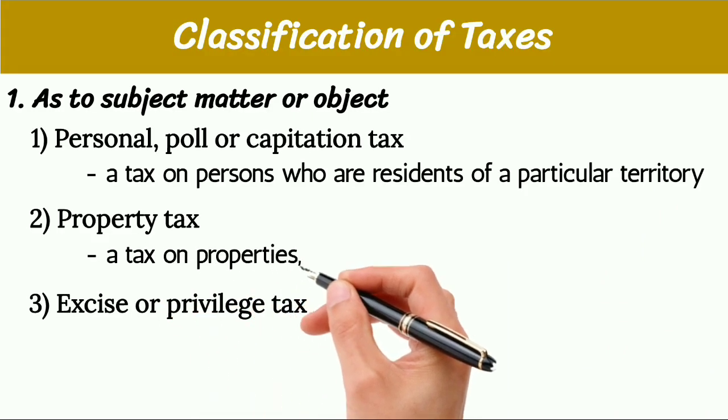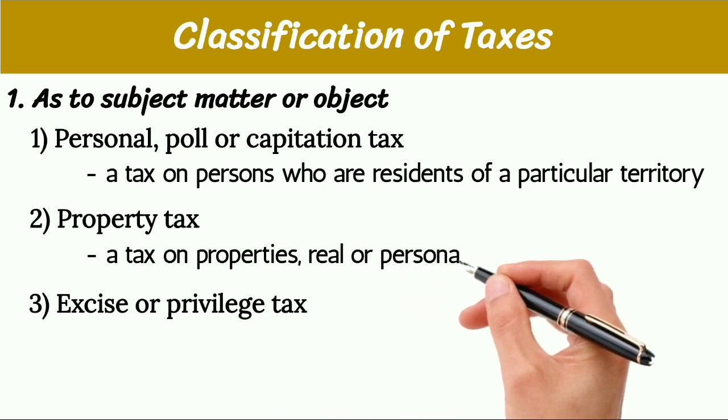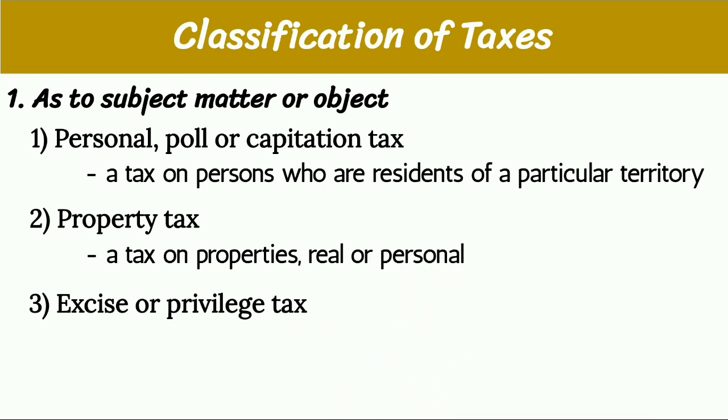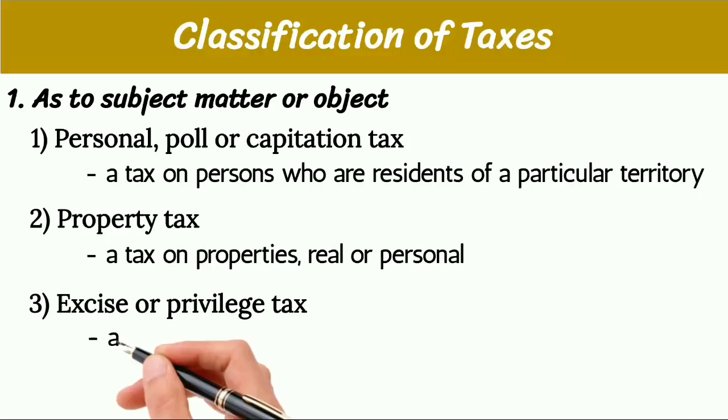Next is property tax. Ang tinatax naman dito ay yung ari-arian. For example, I have 5 properties. Ilang beses akong magbabayad ng property tax? Of course, 5 times. Kasi 5 yung properties ko. Hindi ako yung tinatax dito, kundi yung properties ko. Therefore, 5 beses akong magbabayad ng property tax.